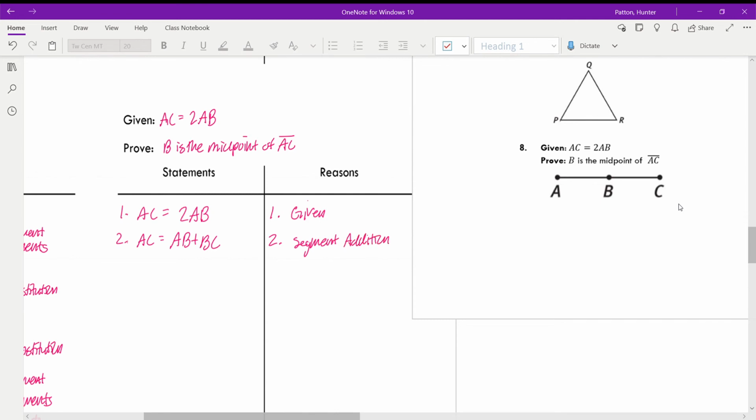Now, both of these two things on the right are equal to AC. So 2AB is equal to AB plus BC. This is by transitive or substitution.